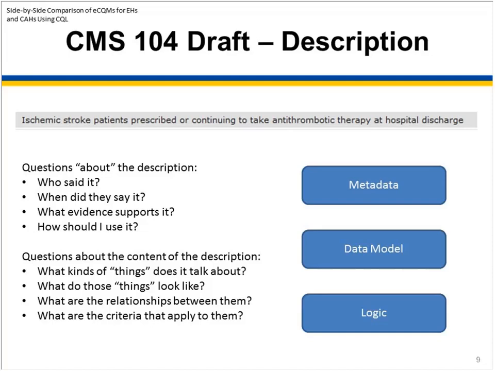What does it actually mean? So what kinds of things does it talk about? What do those things look like? What kinds of properties do they have? What are the relationships between the things that we've talked about? And what are the criteria that apply to them? So what they look like and what kinds of properties they have is the data model, the information model about what's the domain that we're describing. And then what are the relationships between them and what criteria apply to them is the logic. So these are the three categories of information that we are looking at for electronic representation.